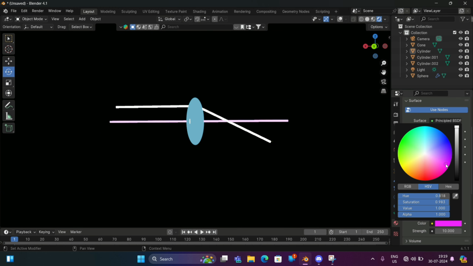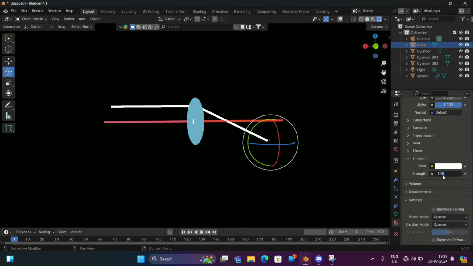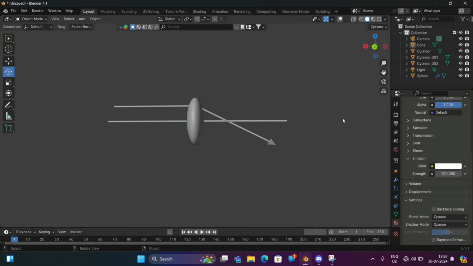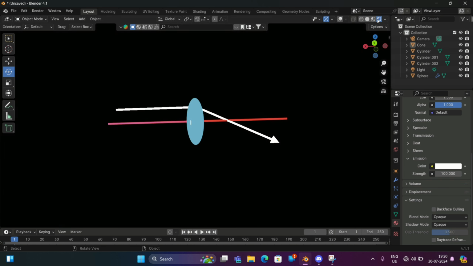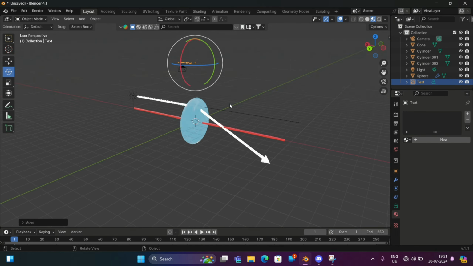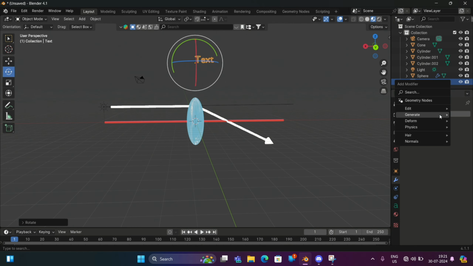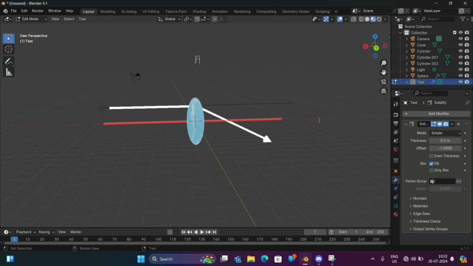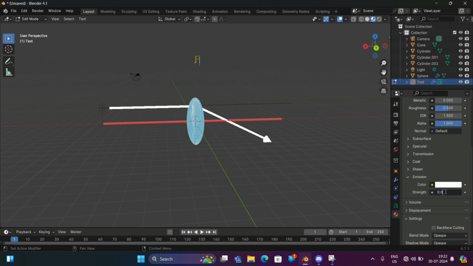And now we will be labeling this ray diagram, and for that we will be adding the text from the mesh option in the add menu. And then accordingly I will be writing the principal focus as F on the left side, and according to the sign convention rule, the object and the light ray start from the left hand side.